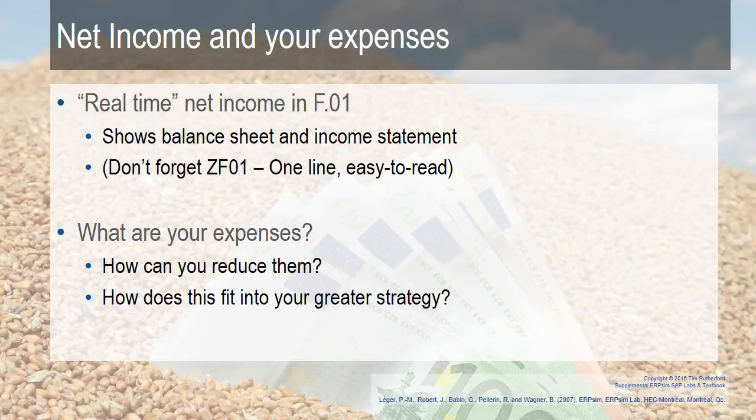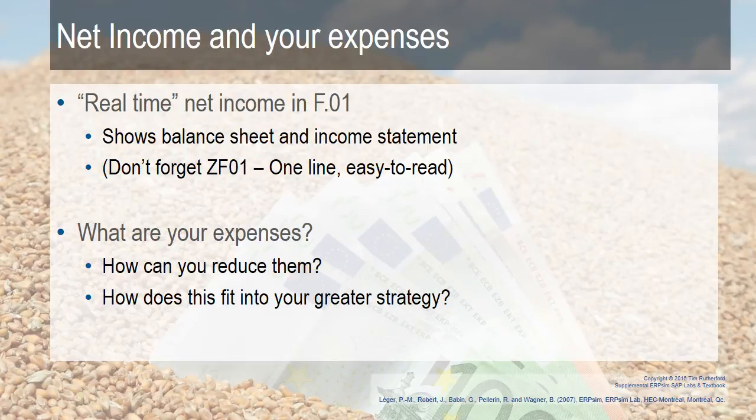But don't forget that there's ZF01. It's one line. It's easy to read. It'll tell you pretty quickly if you have positive net income. And it also refreshes. It has a refresh button on it. F.01, you have to back out and go back in to get to it. ZF01, if all you want to see is your net income, click refresh. What ZF01 doesn't show is your expenses, and all of that ends up being in F.01. So you'll want to take a look at that.